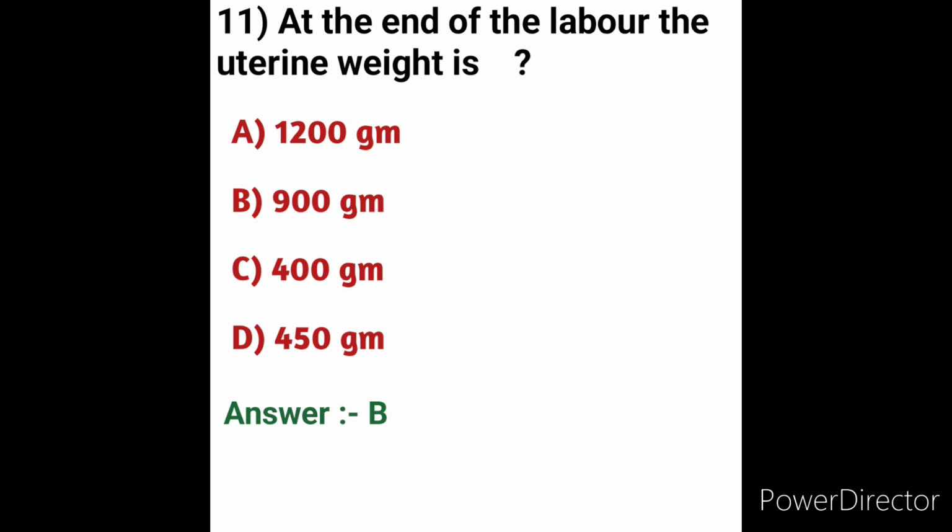The term pregnant uterus, not including the baby, placenta and amniotic fluid, only the uterus, weighs approximately 1000 grams. The uterine fundus is palpable at or near the level of the maternal umbilicus. Okay friends, option B is the correct answer. 900 grams is close to the approximate 1000 grams, so option B is the correct answer. Next, move on to question number 12.